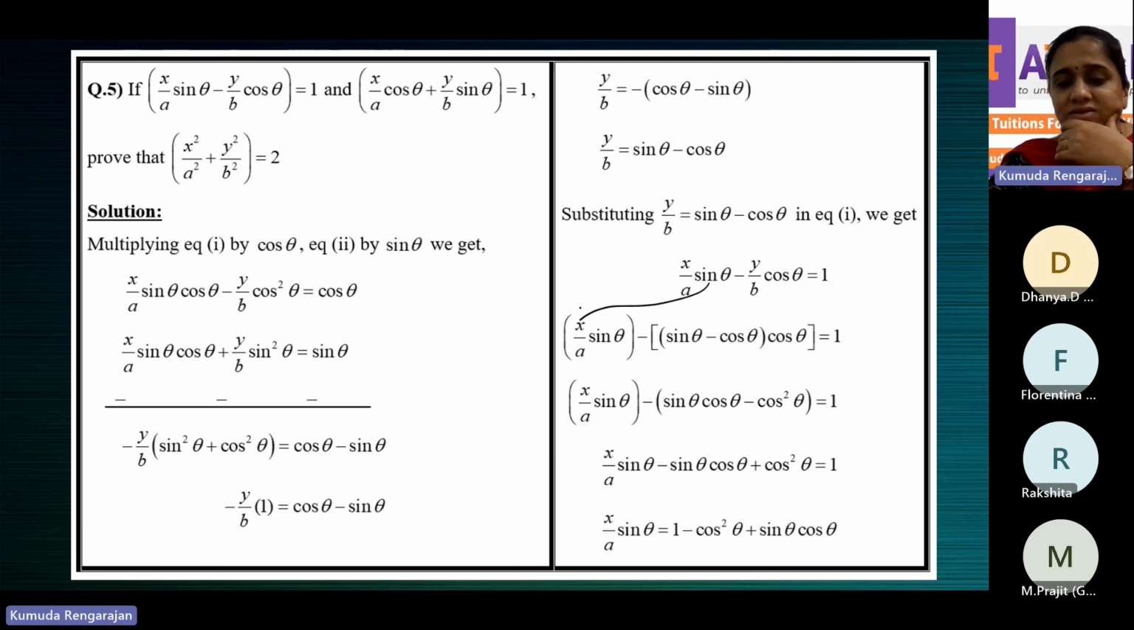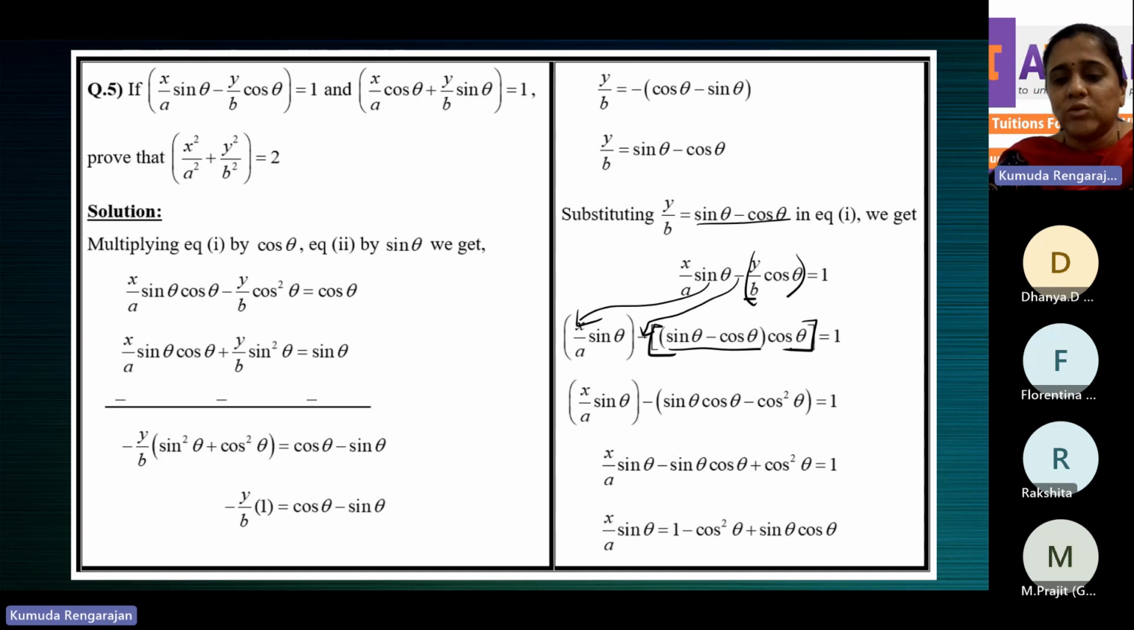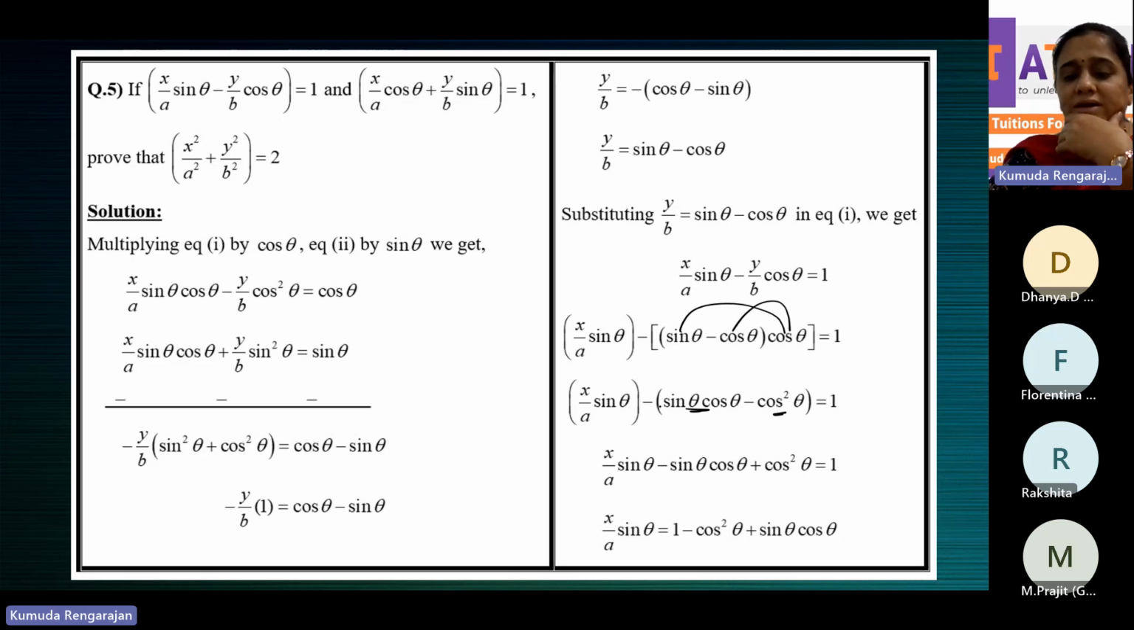See, this x by a sin theta is here. This minus sign is here. And y by b is replaced with sin theta minus cos theta into cos theta is equal to 1. This whole thing has a minus sign outside. That's why I put a bracket. Now when you multiply, you will get sin theta cos theta, cos theta into cos theta is cos square theta. And finally, when you open this bracket, it will become minus sin theta cos theta, minus into minus plus cos square theta is equal to 1.